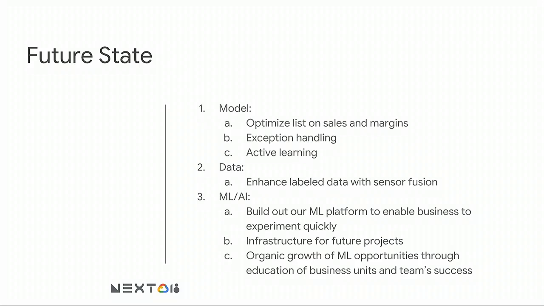And for a future state, we see three broad workflows that we want to focus on. On the model side, I haven't talked about this, but when we have a list of predictions that we are trying to send to the store, you could think of multiple ways of optimizing that list. Obviously, today we want to maximize the precision of that list, but you could think of having a weighted loss function in there that would account for sales, margin, and other things like substitutability.